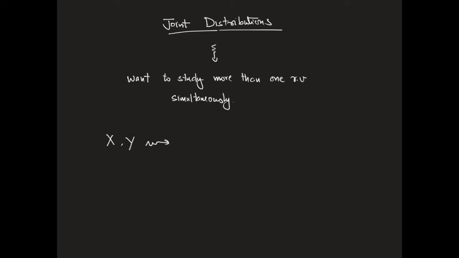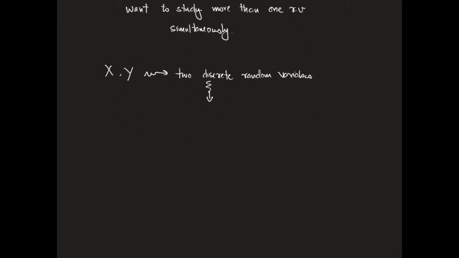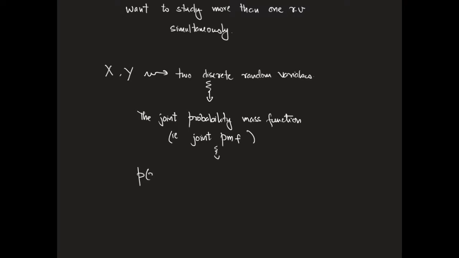So let X and Y be two discrete random variables. Then the joint probability mass function, that is the joint PMF, is given by the probability function p(x,y), which is basically the probability that the random variable capital X takes the value small x and the random variable capital Y takes the value small y.